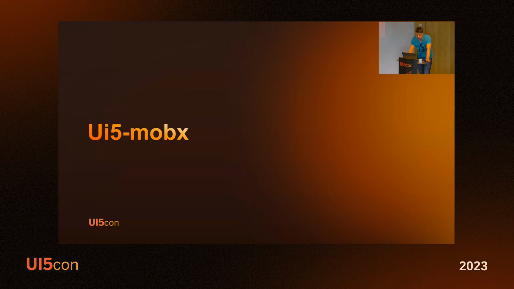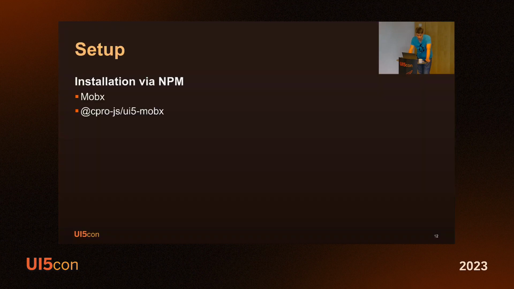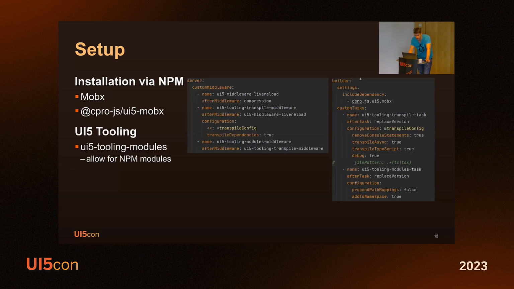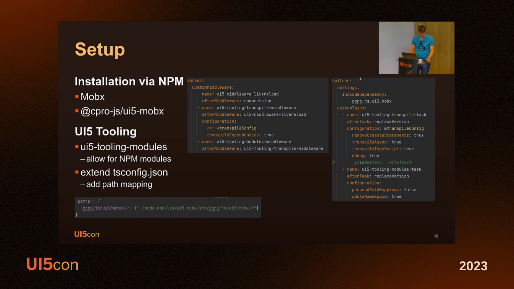Now let's switch to UI5-mobx. You install it via npm, as I've said, and you need to integrate it into the UI5 tooling, especially UI5 tooling modules. This is how the configuration would look like. There's also a demo project. I will link it later. But this would be actually the complete setup with the transpiling and the module integration. And last but not least, you also have to extend the TypeScript config and add a path map. That's what you would need to do for any npm package.